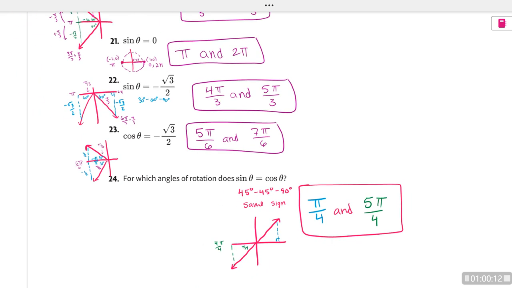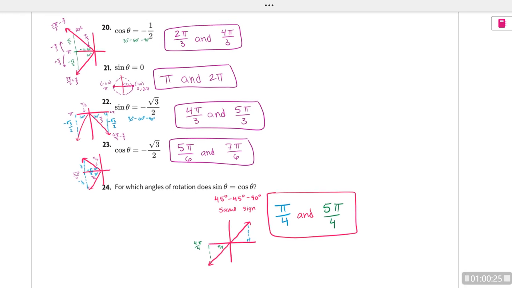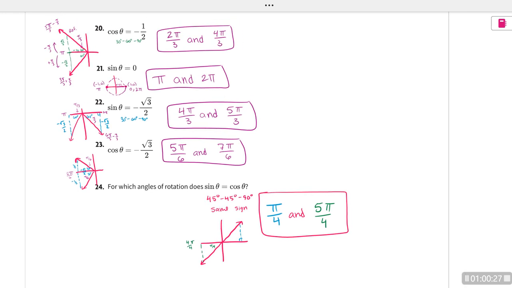For the other 45, 45, 90 triangles, right? For 3 pi over 4, we'd have the sine value positive and cosine negative. And for 7 pi over 4, we'd have a positive cosine value but a negative sine. So they'd have the same absolute value, but they wouldn't have the exact same function. These are the two where the signs, the positive and negative signs, are also equivalent.